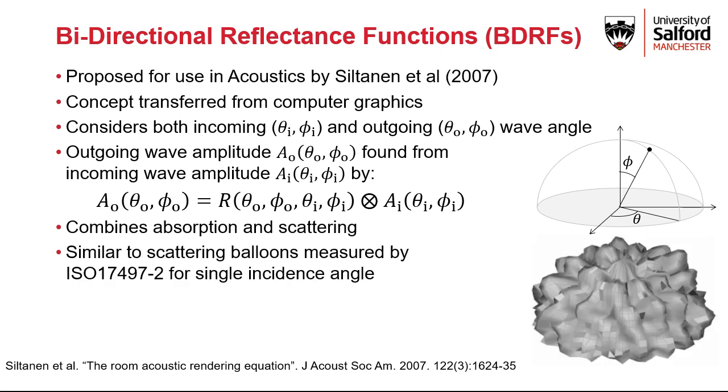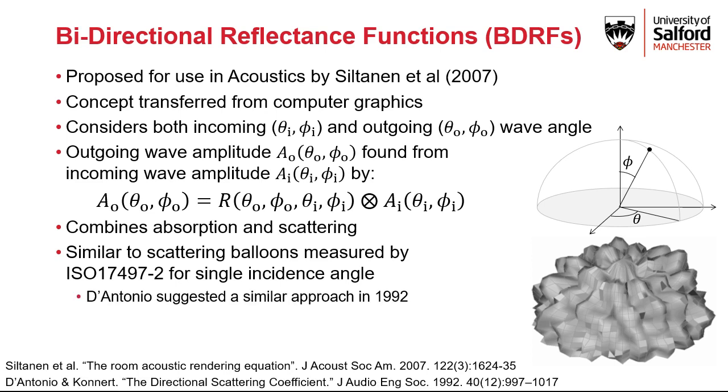And pictorially, you could think of them as being rather similar to the scattering balloons that you can measure with ISO 17497-2, the version of the standard for diffusion coefficient. This is a picture taken from the book by Cox and D'Antonio. In fact, D'Antonio suggested a similar approach to bidirectional reflectance functions as long back as 1992, so you can see how long these questions have been hanging around.